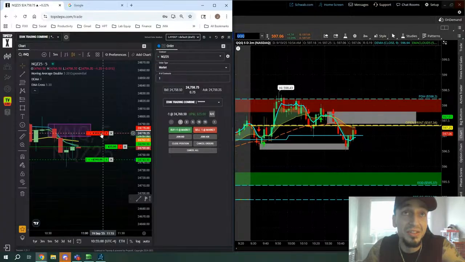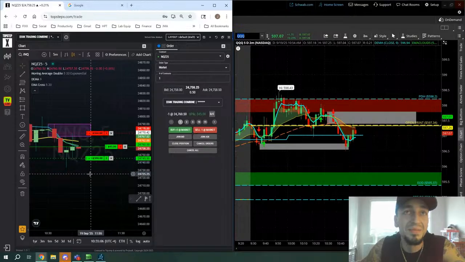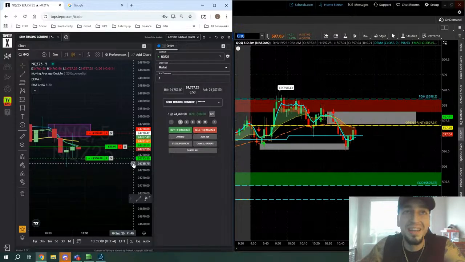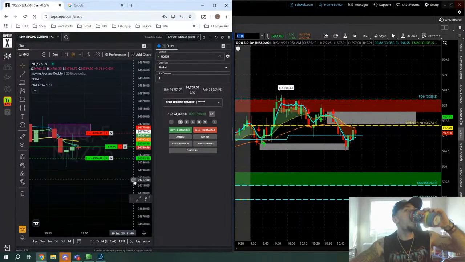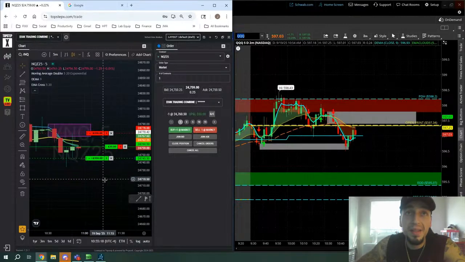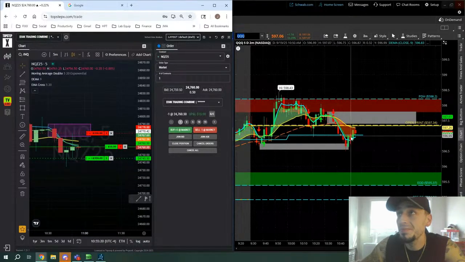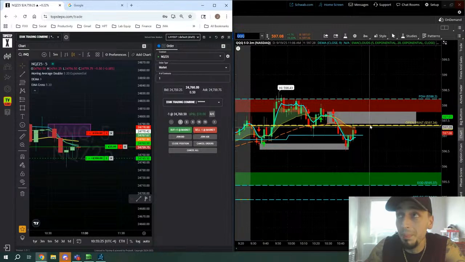Let's see. Can sellers hold it? Bring it down. Can they hold it? I like that, though. I like closing below open print. I like the selling there out of that key level.